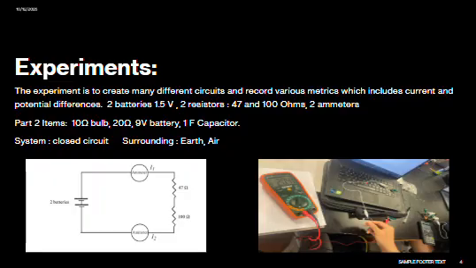And the experiment is to create different circuits and record various metrics, which include current and potential differences. For the first part, we used two 1.5 volt batteries, two resistors, 47 and 100 ohms, and two ammeters. And in part two, we used a 10 and 20 ohm resistor, a 9 volt battery, and one capacitor. The system was the closed circuit, and the surroundings were the earth and the air.